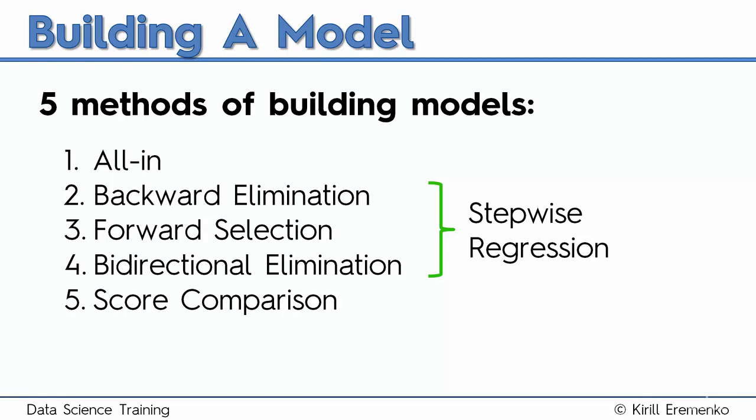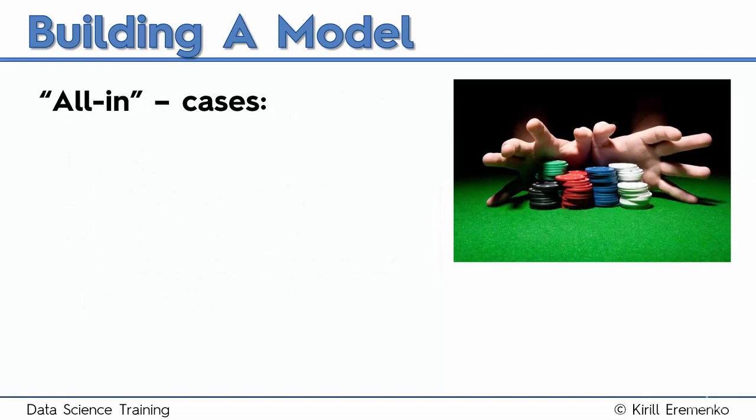Okay, so let's move on to our methods. Method number 1, all in. It's not a technical term, I just call it all in. Basically what it means is just throw in all your variables, something we just discussed that we shouldn't do. When would you do that? One is if you have prior knowledge. If you know that these exact variables are your true predictors, you don't have to build anything. You already know that this is the case.